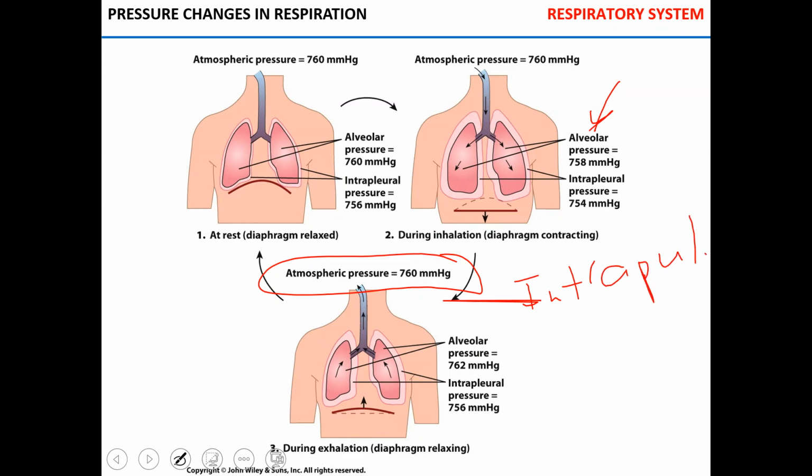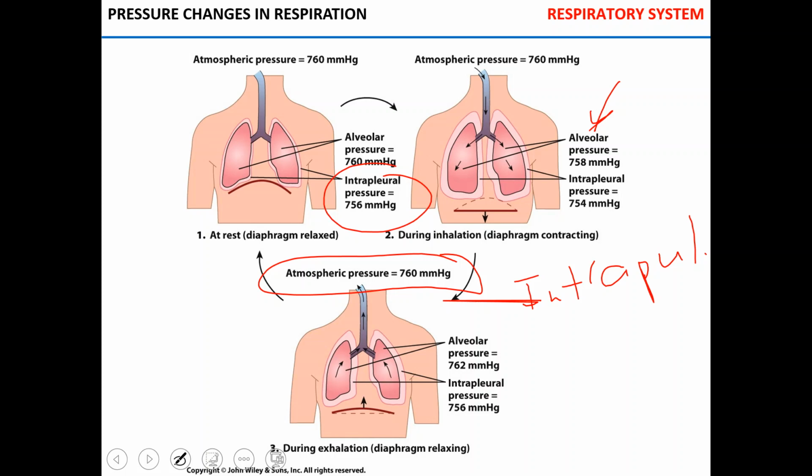Now, intrapleural pressure, shown here, is the pressure inside of the pleural cavity. Alveolar or intrapulmonary pressure is always higher than intrapleural pressure. If alveolar pressure becomes equal to intrapleural pressure, your lungs will collapse because they are elastic, just like the balloon will collapse if the pressure inside the balloon will be equal to the pressure outside of the balloon.